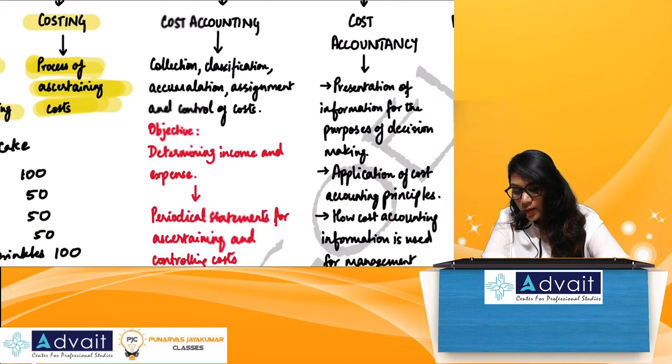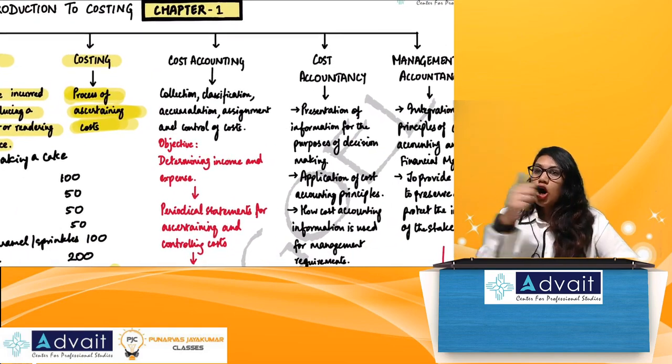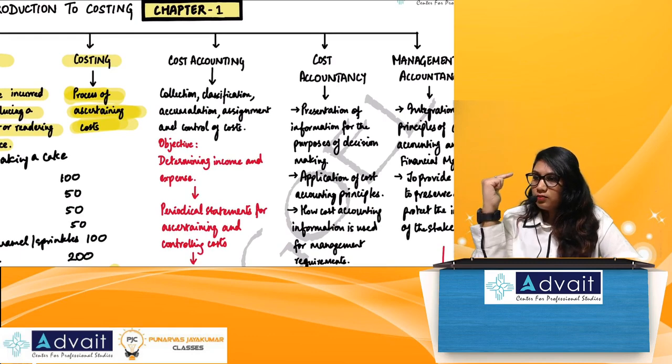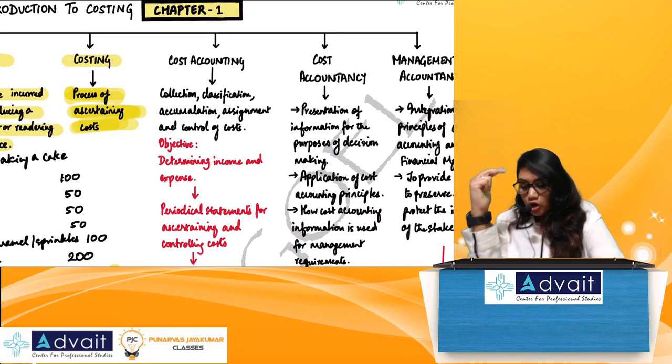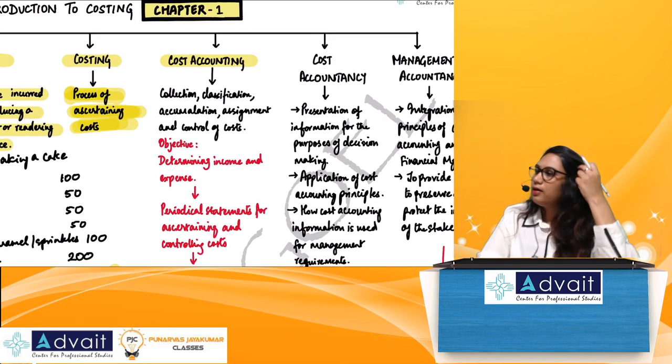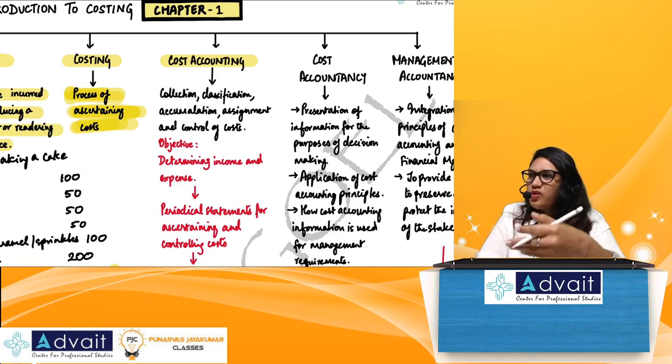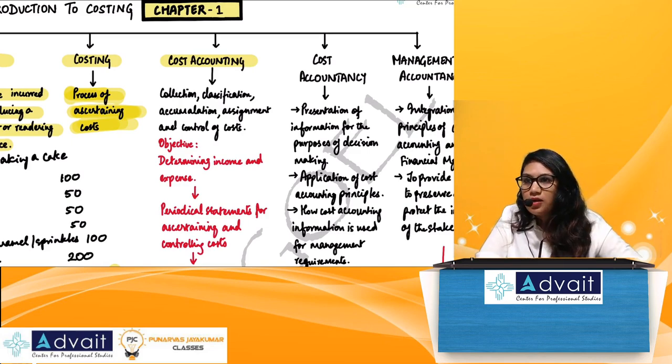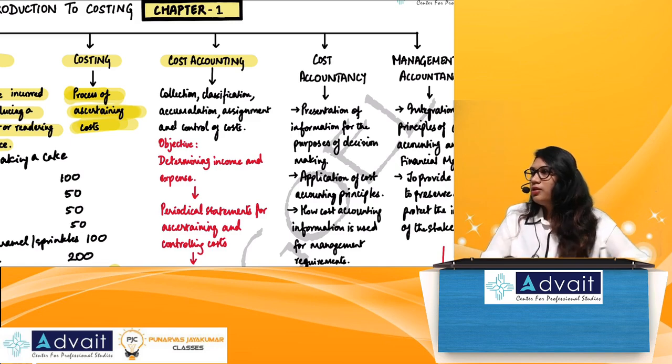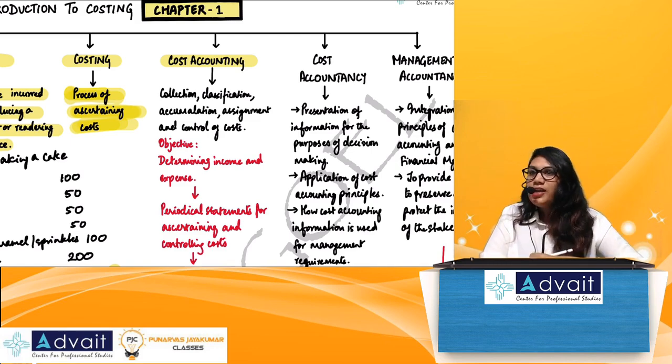Let's move on to the next one. Cost accounting. Now which is the third one? Cost accounting. We have studied this definition like a million times in accounts. What is accounting? Accounting is nothing but collection, classification, accumulation, assignment of various costs. So in cost accounting, we are doing the same thing.